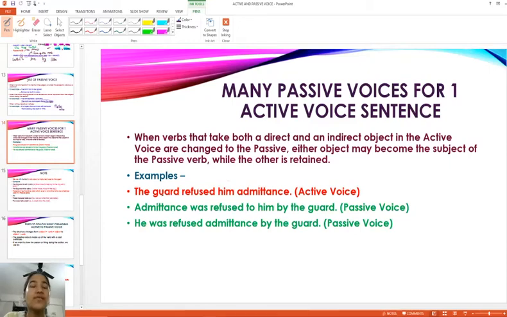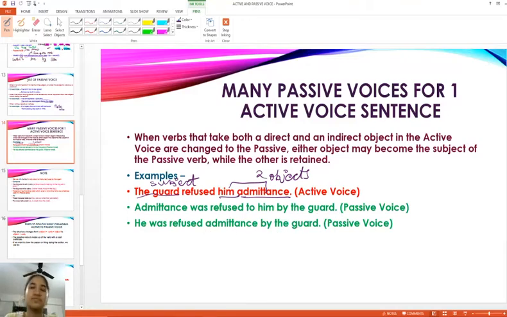That means when we have two objects in one sentence, in that case, we can take either object first. Like, the guard refused him admittance. So in this sentence, him and admittance are the two objects. So in this, we can take either him first or admittance first. The guard, that's the subject, is going to be placed at the end. Admittance was refused to him by the guard. He was refused admittance by the guard.